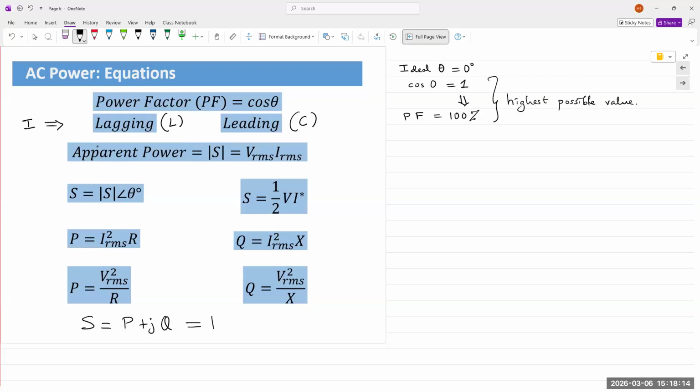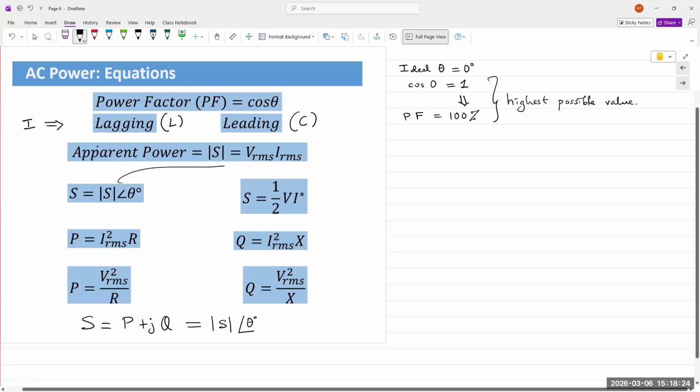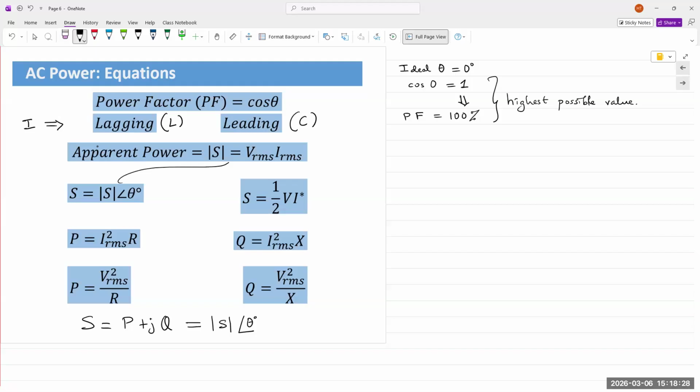Rectangular coordinates, when transformed into polar coordinates, give us the magnitude of S. Magnitude of S is the product of V and I. Total complex power can also be determined from this equation: half VI, or half VI asterisk. The asterisk is noting that it is the complex conjugate of the current I.